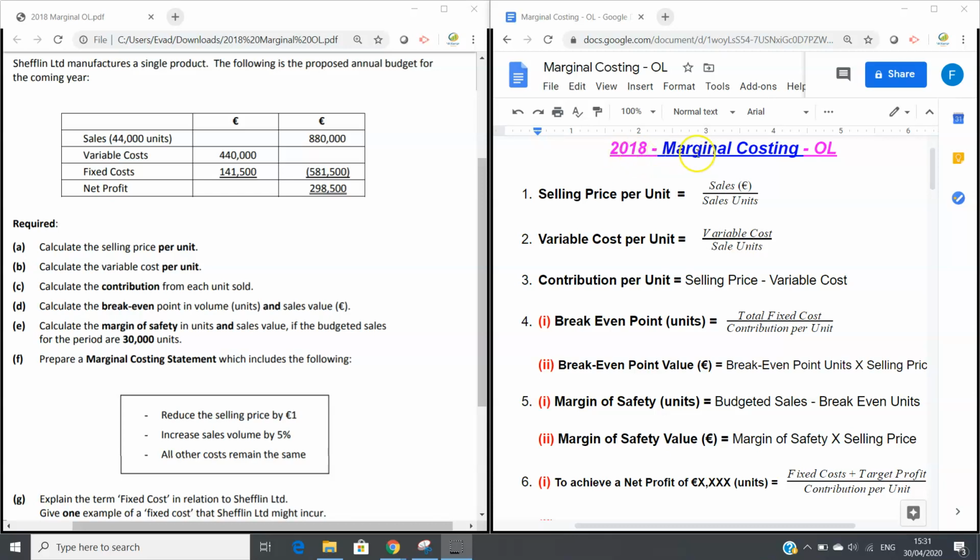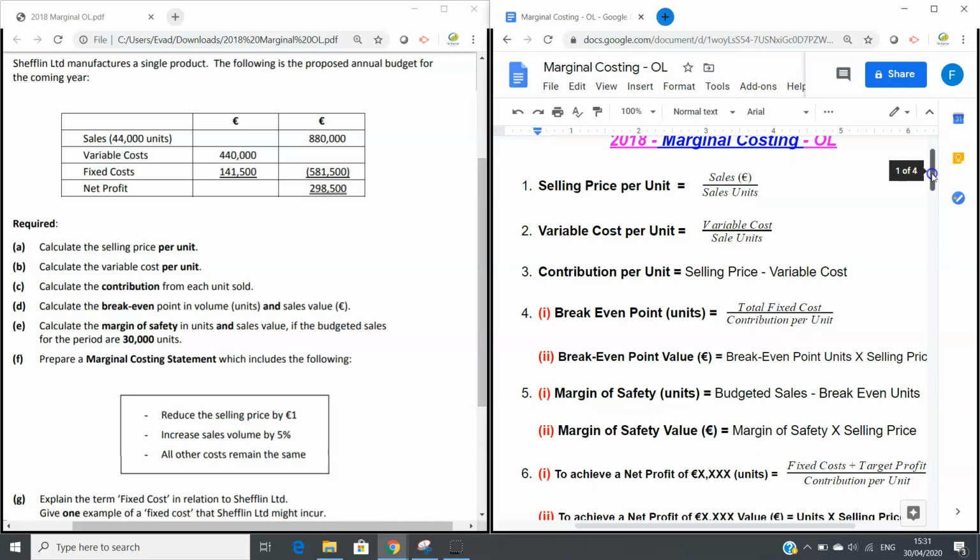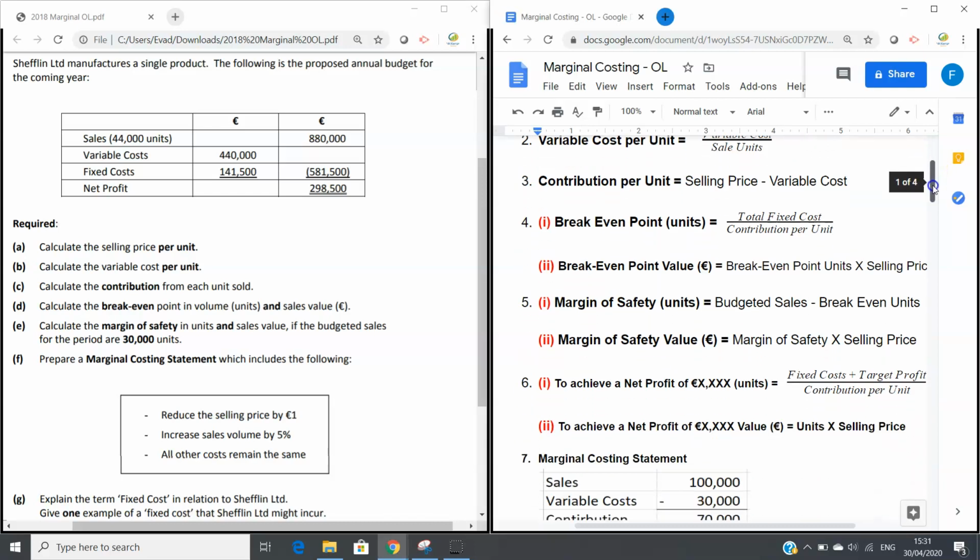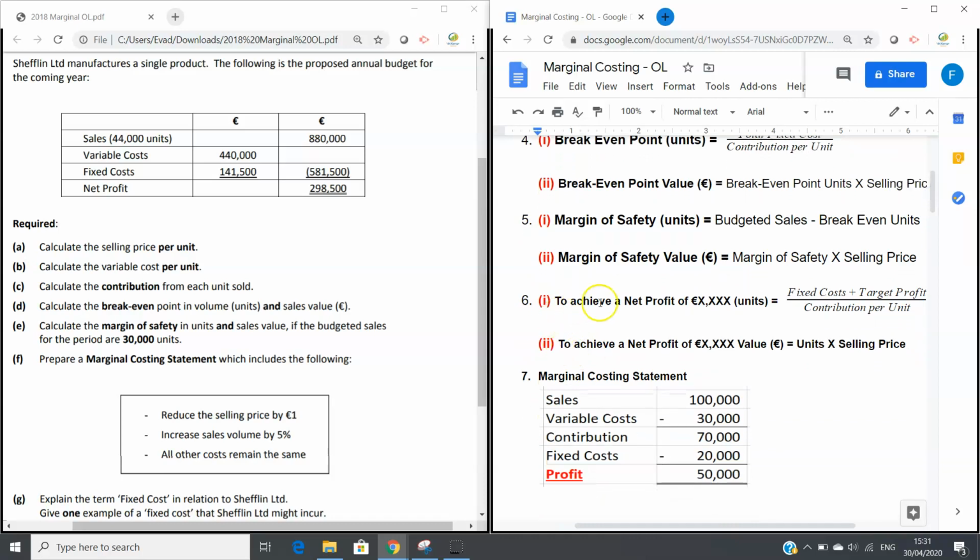This is the 2018 Marginal Costing Ordinary Level question. There are 7 formulas that you need to know for your exam, and they're outlined there, so you can pause the video and have a look through them. The 6th one is not asked in 2018, so I'll do a separate video for that.